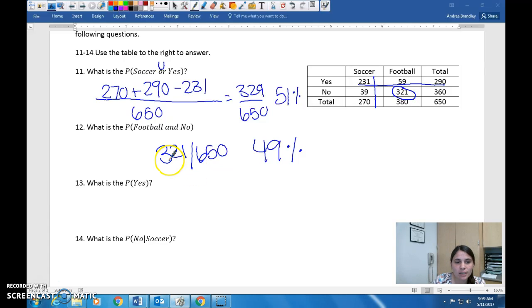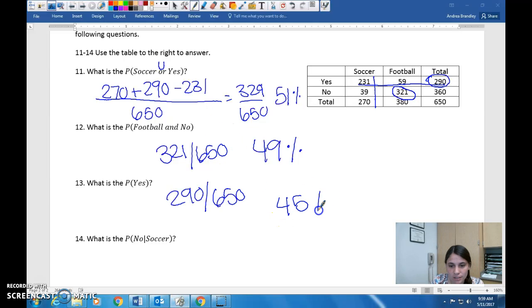13 is the probability of yes. So how many people are in the yes row? 290. So I'm going to do 290 divided by 650, which comes out to be about 45%.